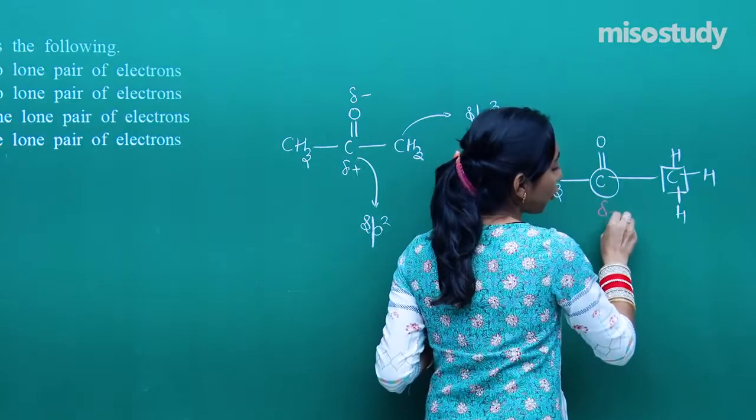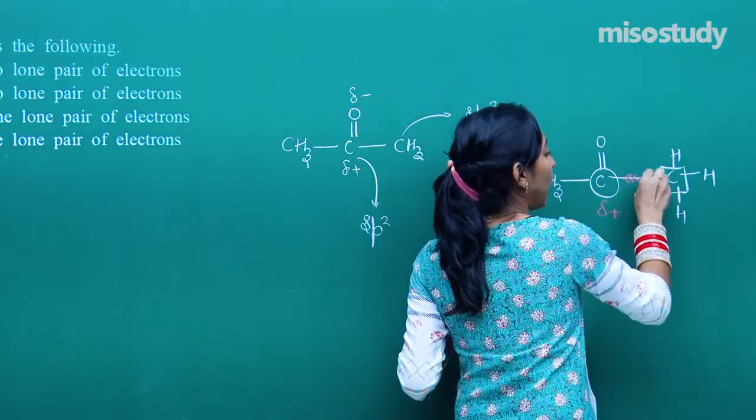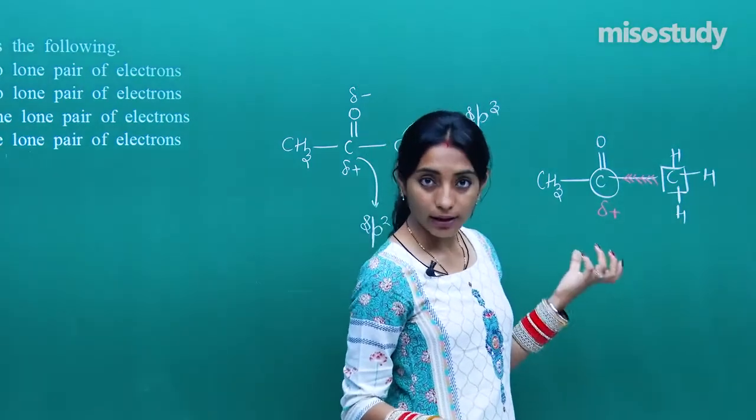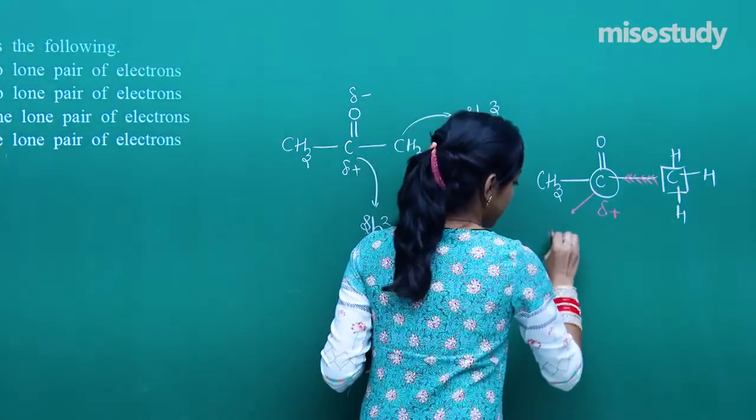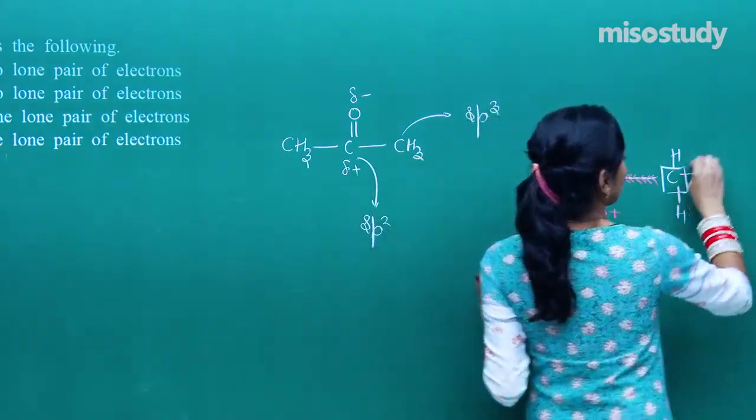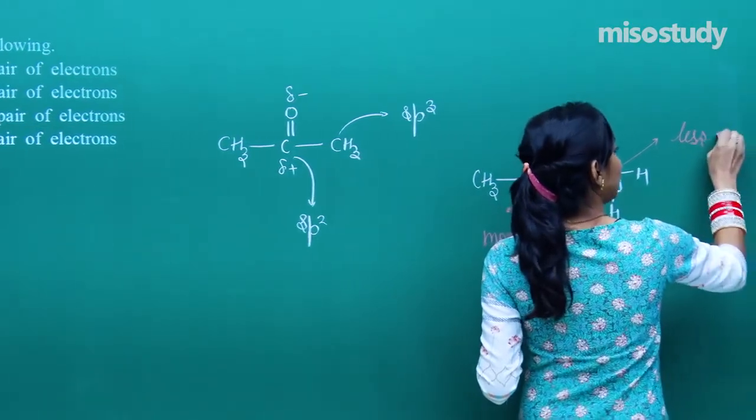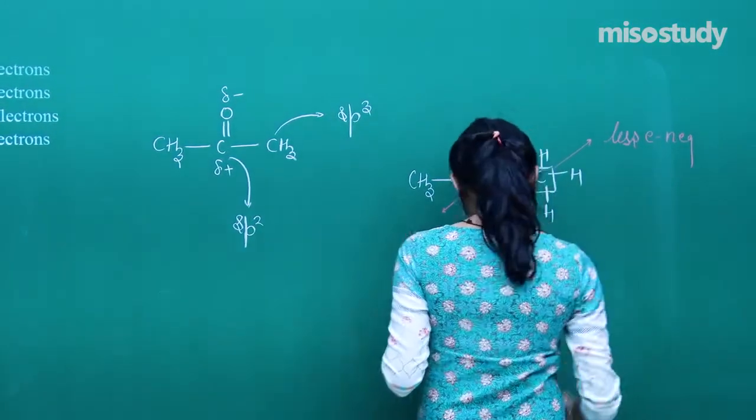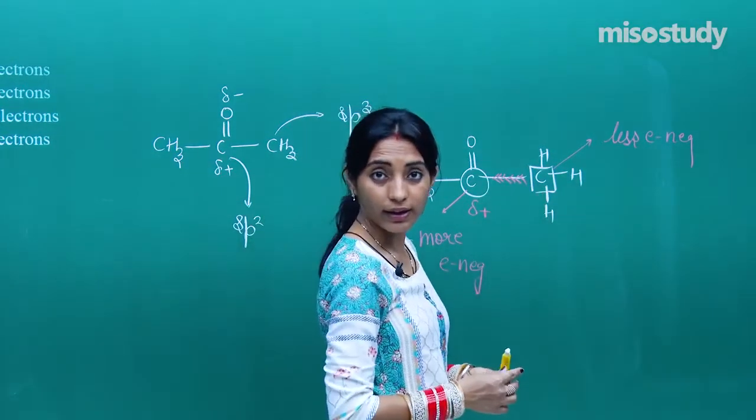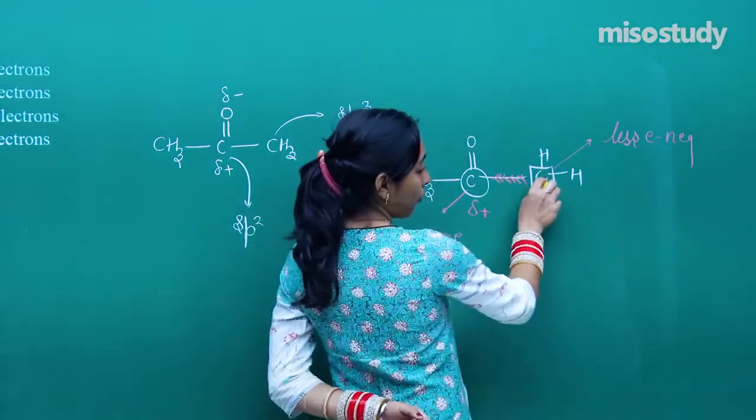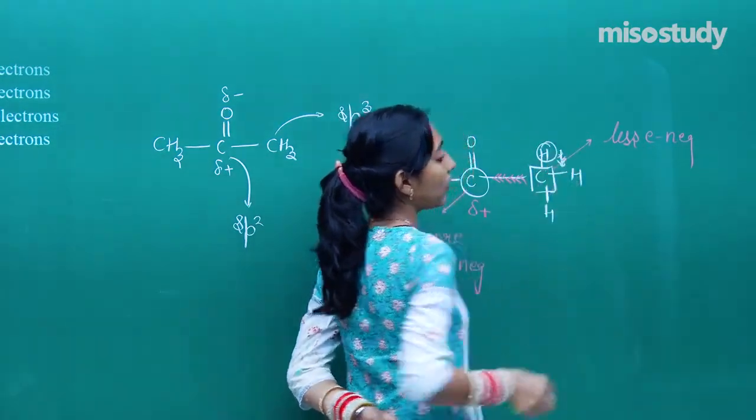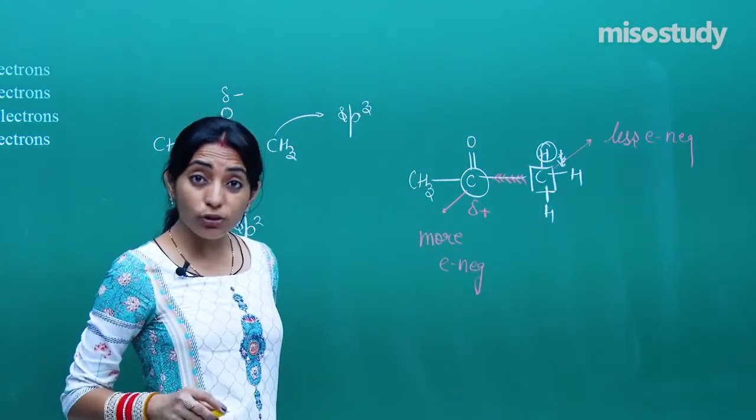This delta positive carbon will try to attract the shared pair of electrons of this CC bond. Okay, so see, I am saying this is more electronegative and this is less electronegative. So a more electronegative element will try to attract the electrons from the less electronegative element, right? Now what will happen to this carbon? This carbon in turn will try to attract the shared pair of electrons from the CH bond.